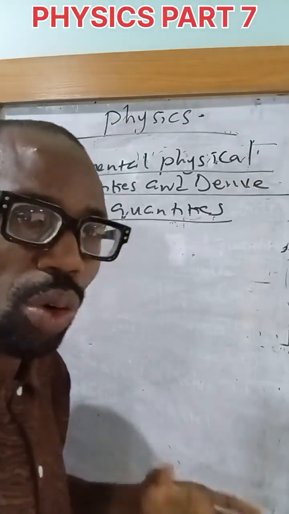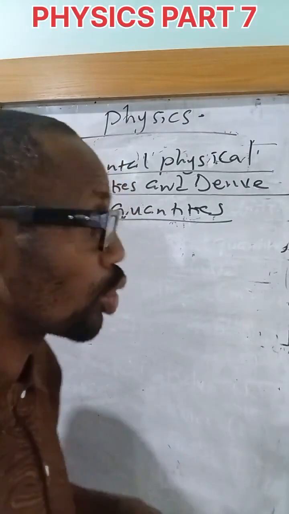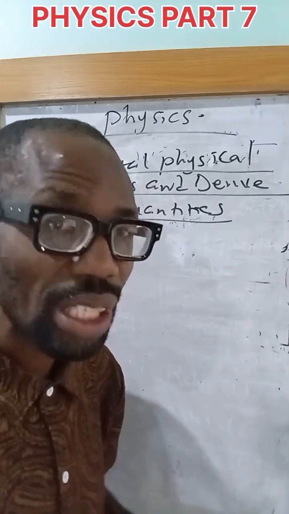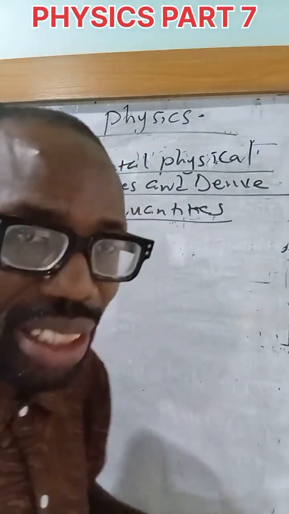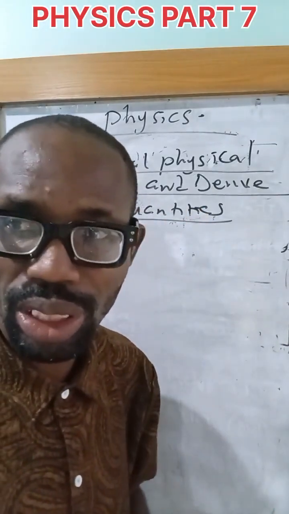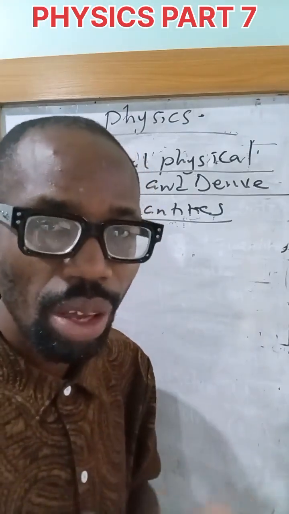These are the bedrock in physics. They're also known as base quantities, the reason being that all other quantities are derived from them. Derived physical quantities are quantities outside of the fundamental quantities.